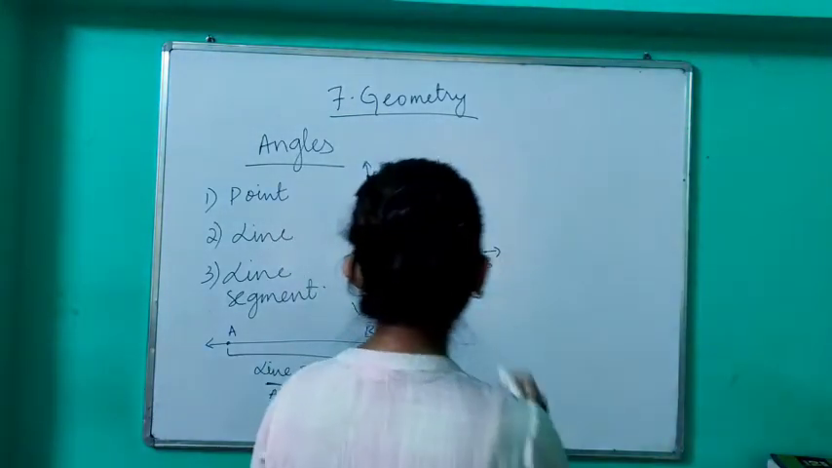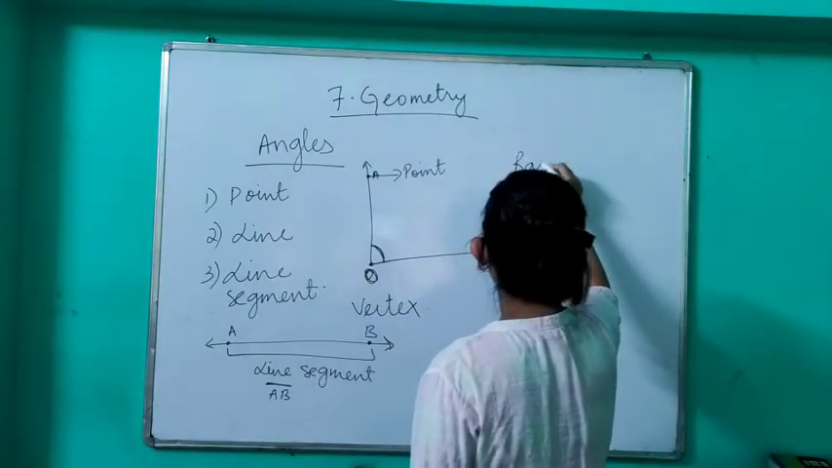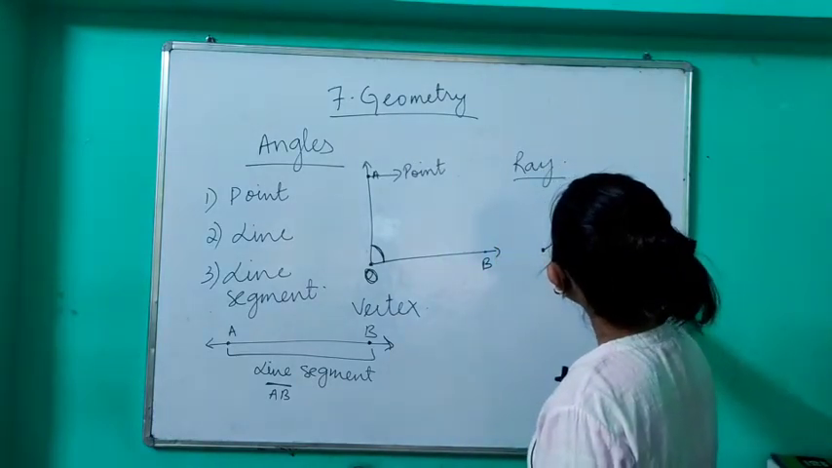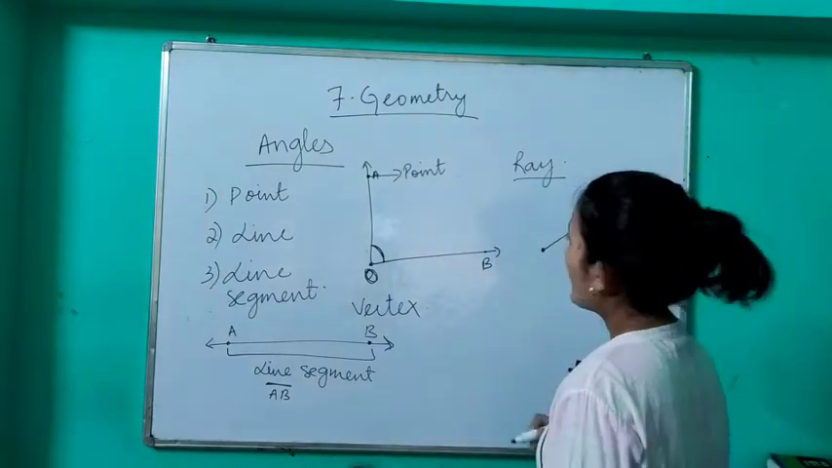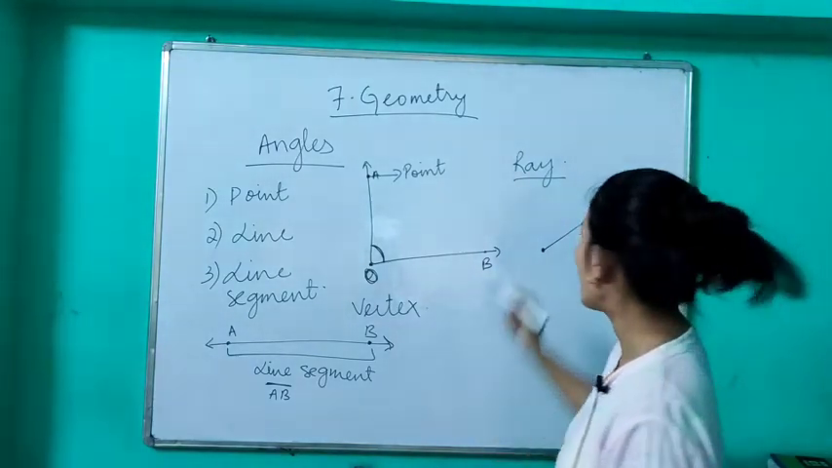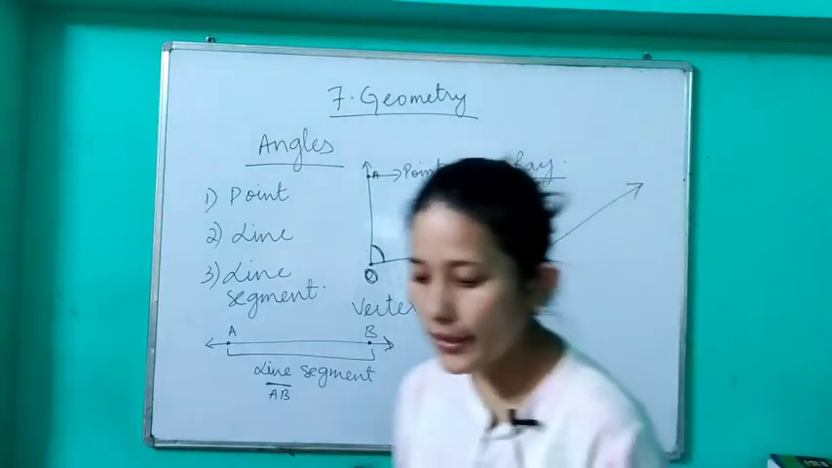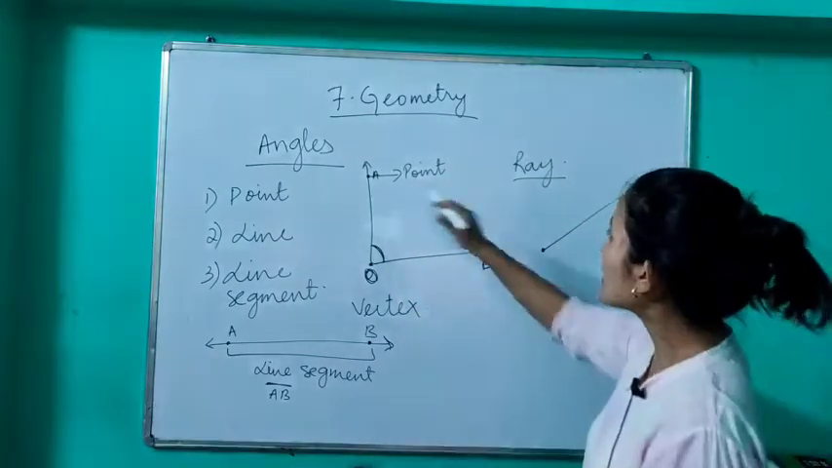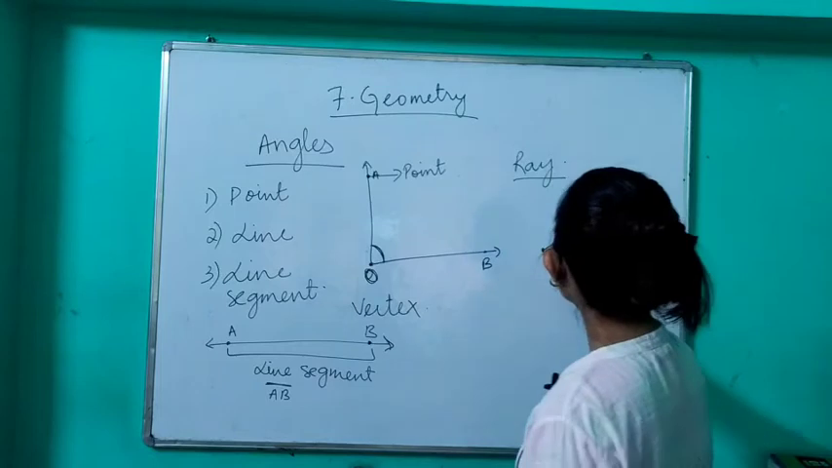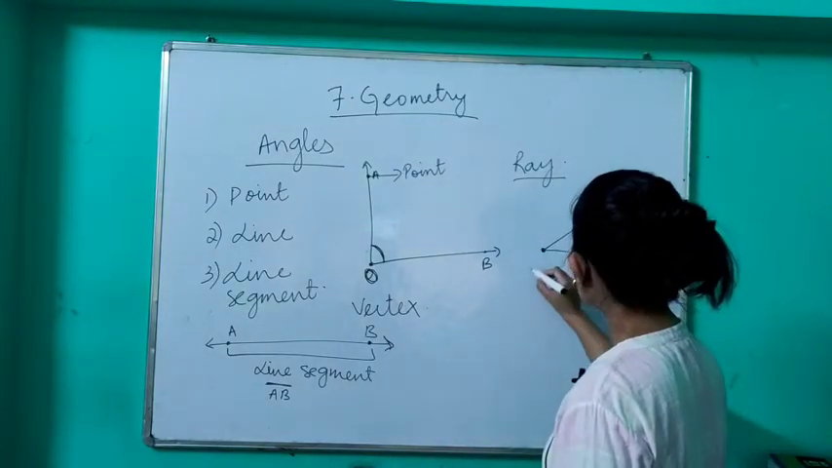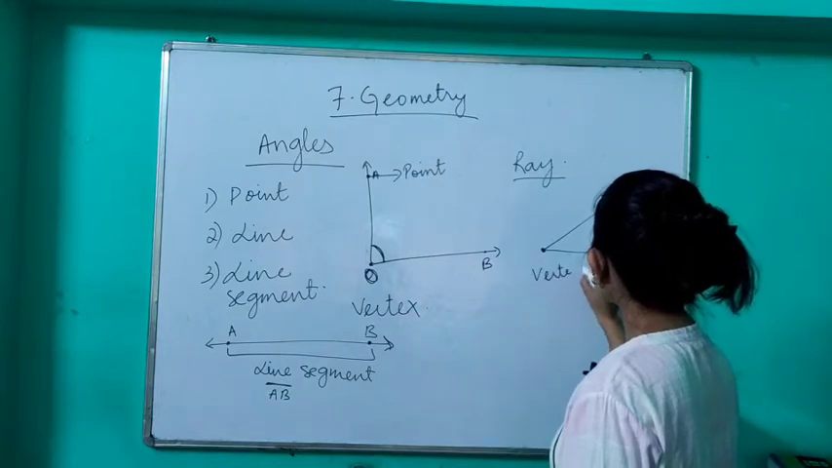Now next one is your ray. In case of ray, you have one fixed point and the other one is indefinite. That means it can continue. So this is referred to as ray. Okay, now angle, like I told you, is formed when the two rays meet at a fixed point, and this fixed point is referred to as vertex.